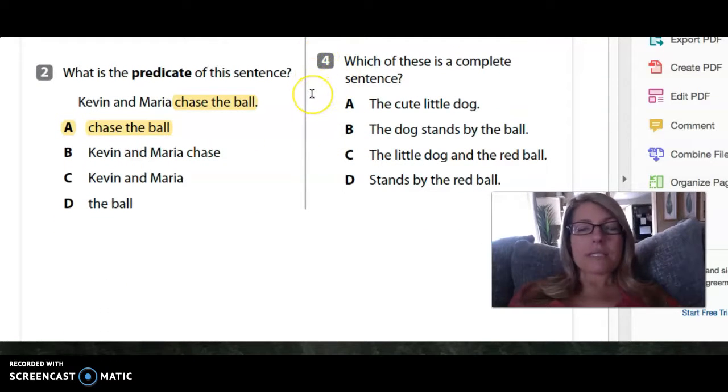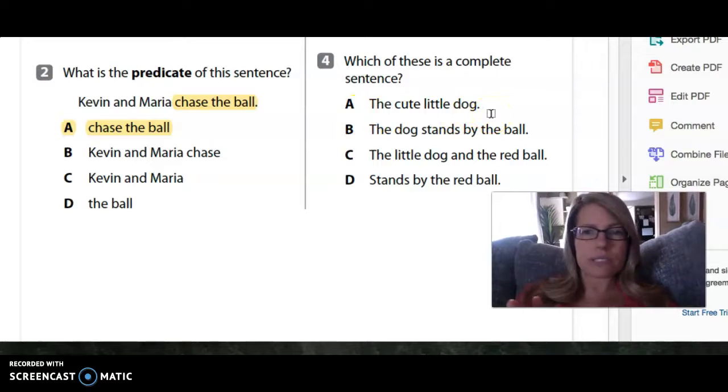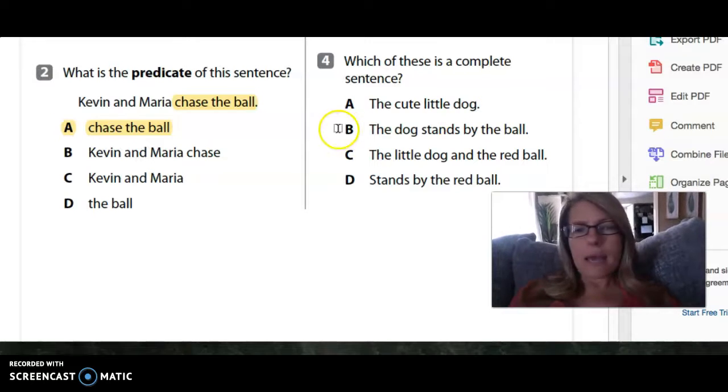Number 4, we'll do independently, yourself. Which of these is a complete sentence? A, the cute little dog. What does the cute little dog do? It doesn't tell us what the dog is doing. B, the dog stands by the ball. C, the little dog in the red ball. D, stands by the red ball.